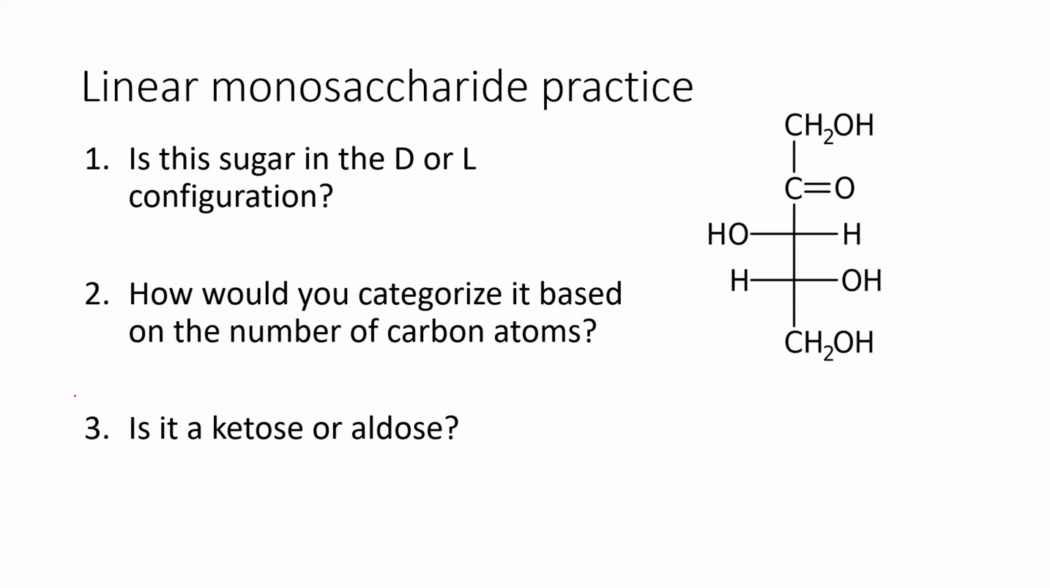And typically when we see our Fisher projections like this, especially when the sugars are drawn linearly, they're pretty much always monosaccharides. Once you start linking sugars to each other, they're almost always drawn in the ring form. So that's something to keep in mind when you're looking at pictures of sugars and the different forms they can be in.